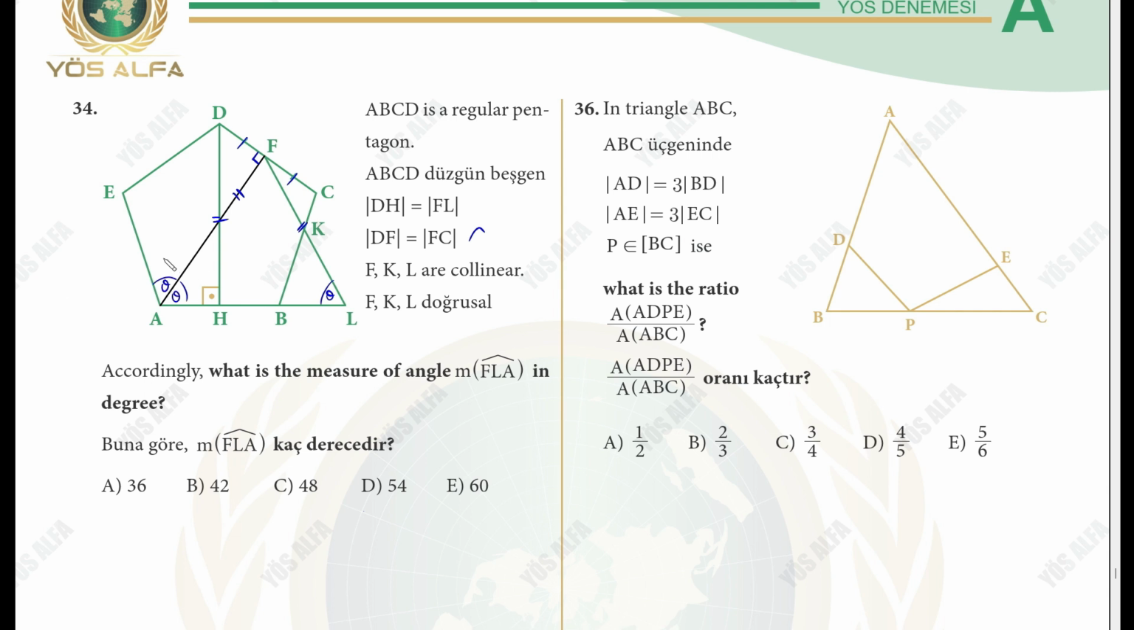We also know that in a regular pentagon, each angle has 108 degrees. So from here we have 2 theta is equal to 108. So theta must be 54. So the answer is D.